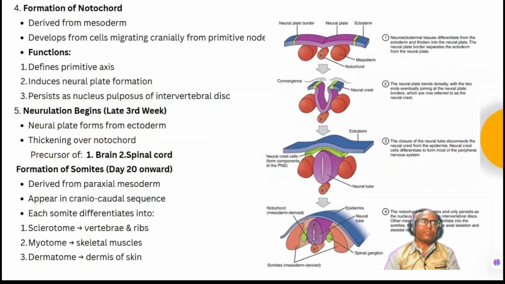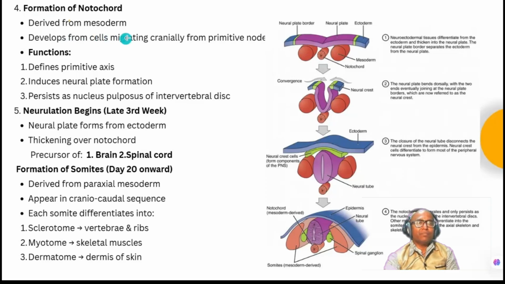Now next step is a formation of the notochord. In this picture you see a notochord which is getting formed. Here is the mesoderm, and this is the ectoderm. This is the ectoderm, this is the mesoderm, and here in the mesoderm you see a notochord. So this notochord is derived from the mesoderm.